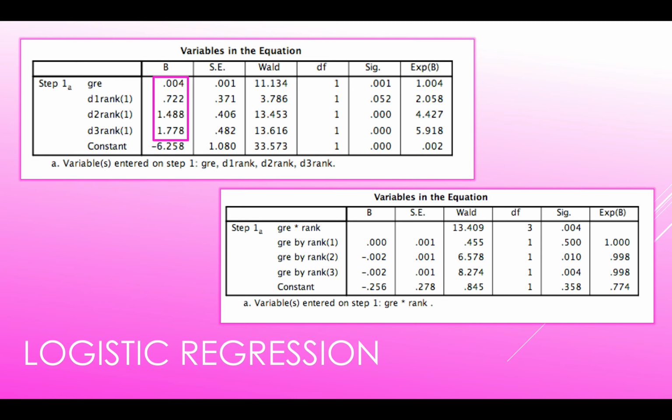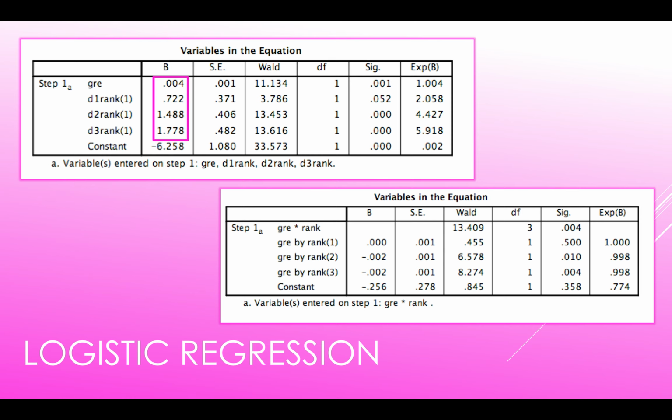For every point increase in school ranking, the natural log of the odds of being admitted increases by 48%. Because D2 has rank 3 coded as 1, if your school rank is a 3, you have a 48% chance of being admitted. For D3, 1, 2, and 3 were 0, and 4 was 1. For every point increase in school ranking, the natural log of the odds of being admitted increases by 77.8%. Lastly, because D3 has rank 4 coded as 1, if your school rank is a 4, you have a 77.8% chance of being admitted.